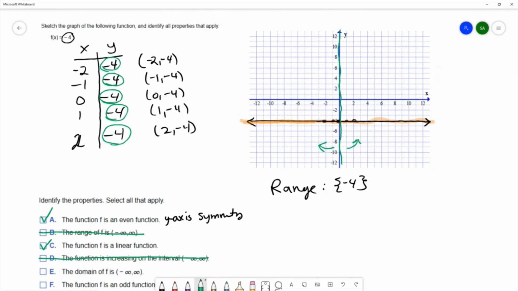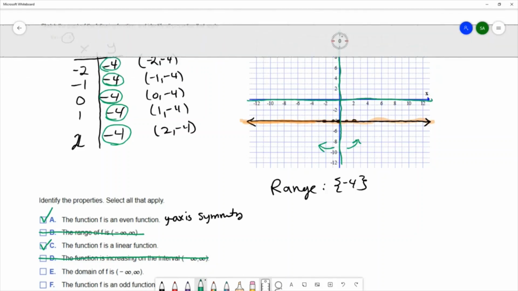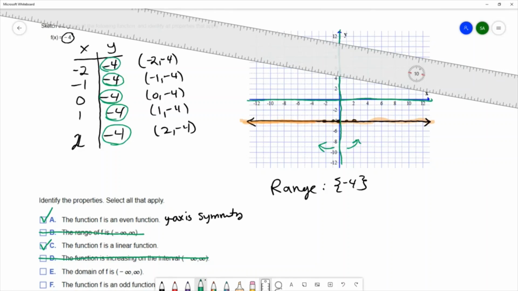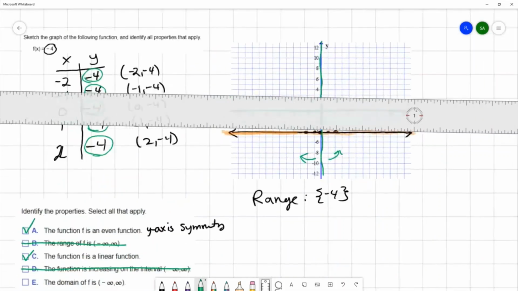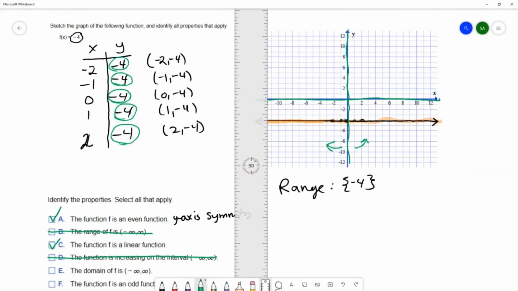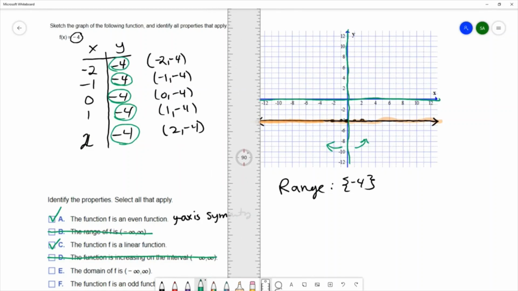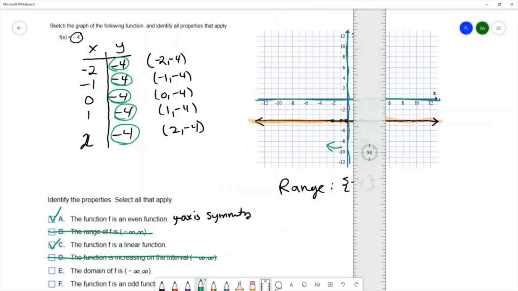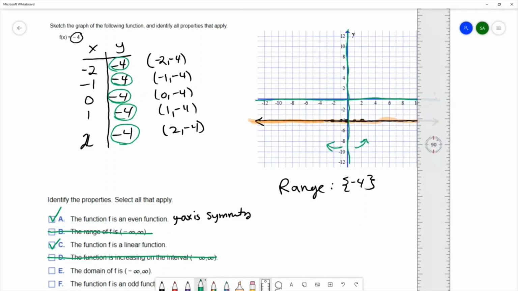The next one says the domain of f is negative infinity to infinity, and you can see that every x value is covered. If you want, you can hold your ruler vertically and move that ruler from left to right, and you can see that your graph starts at negative infinity and continues all the way to positive infinity. So the domain of this is all real numbers, negative infinity to infinity.